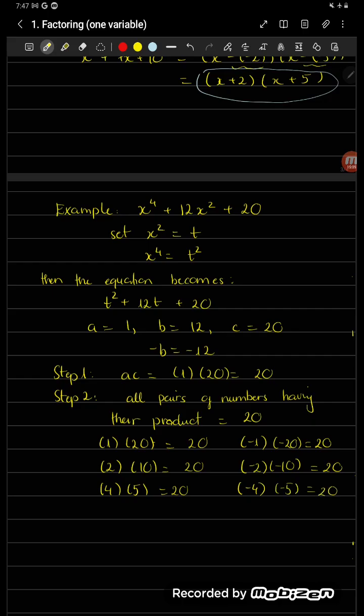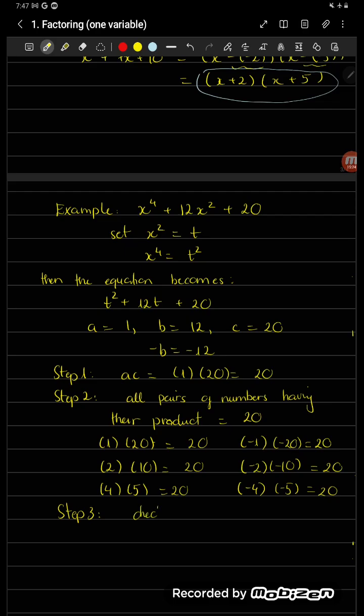Okay, so here you can see we have 6 pairs of numbers, so not 4 pairs anymore. We have 6 pairs here. We have to list all pairs, that's why, so that their product equal to 20. And here we have 6 pairs. And now we go to step 3.